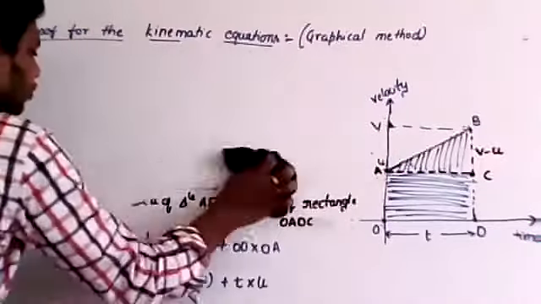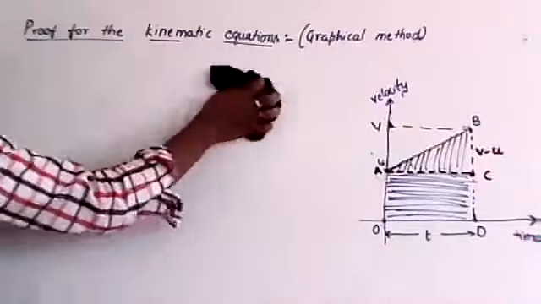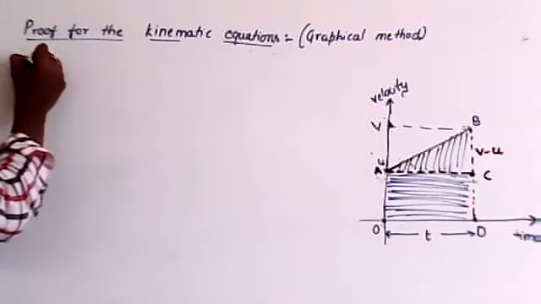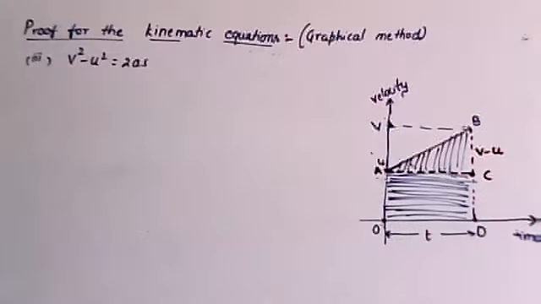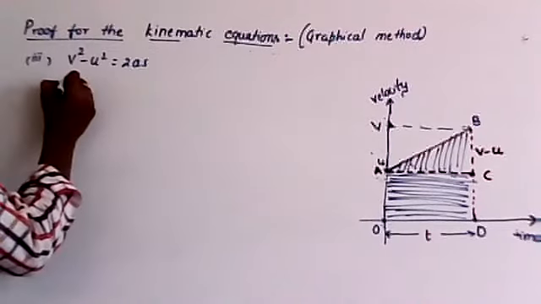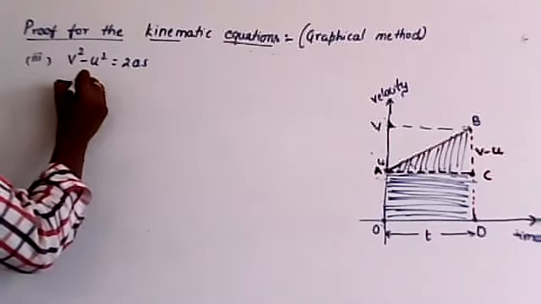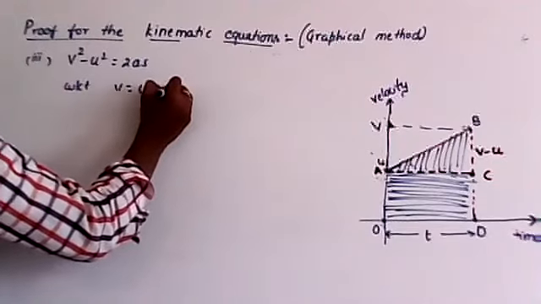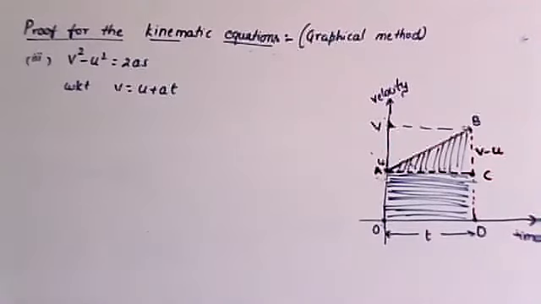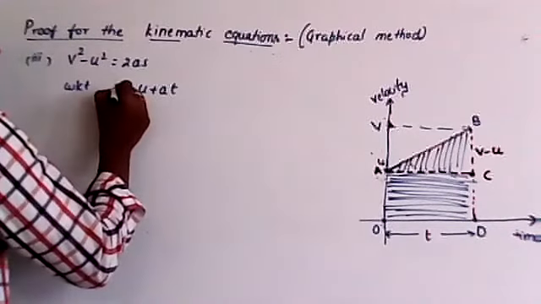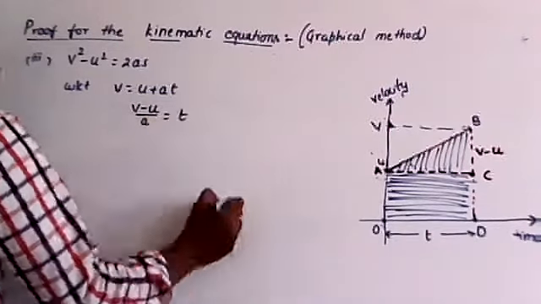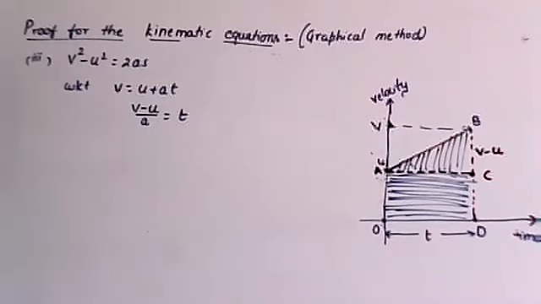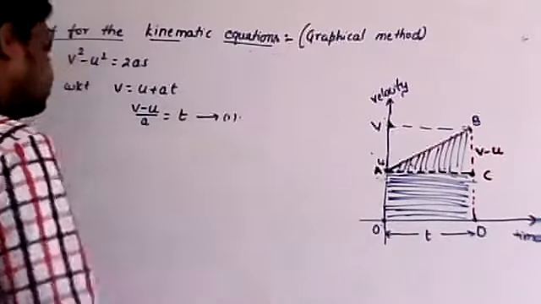Now the third relation I'm going to find out is v squared minus u squared is equal to 2as. For this, we know that v is equal to u plus at. Now from that, I can write (v minus u) by a is equal to t. I'll take this as equation number 1.